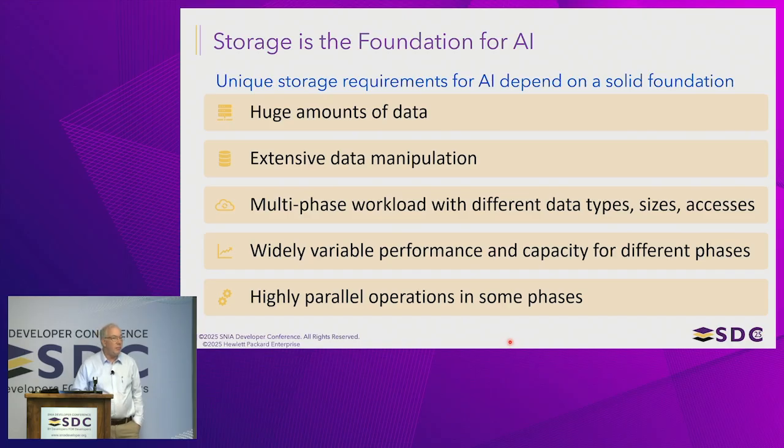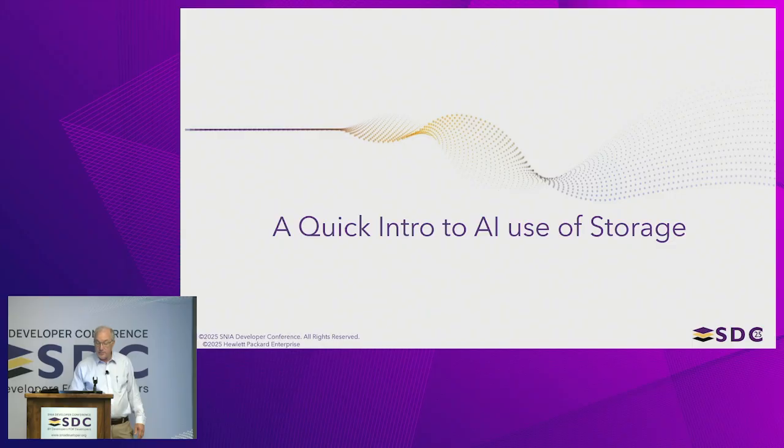You're doing extensive data manipulation, where you used to just do a few queries and read some key parameters out of the data. Now you're doing extensive actual manipulation of that data. You've got a multi-phase workload. We'll talk about that more as we come along. And the different phase workload does different things. There's wildly variable performance and capacity for different parts of your AI pipeline. And you've got highly parallel operations in some places. All of this produces a very interesting workload at the storage through different phases. So we're going to take a look here at a quick intro to the use of storage by AI.